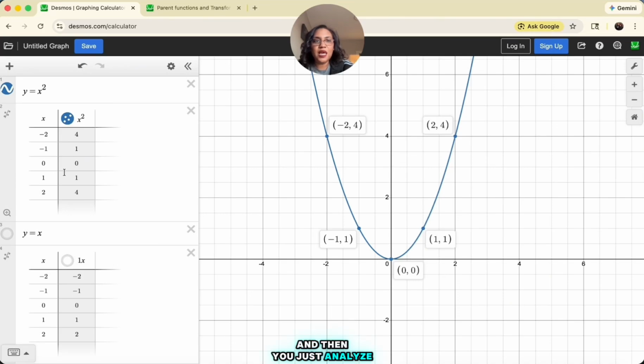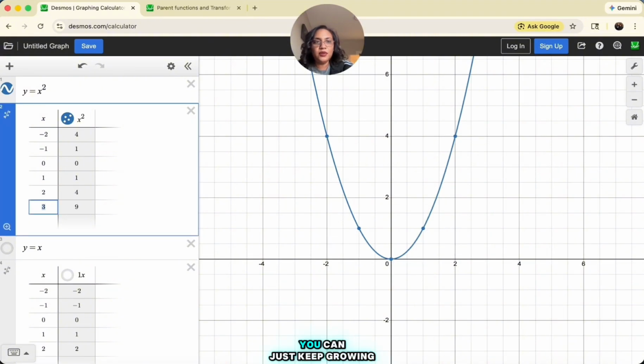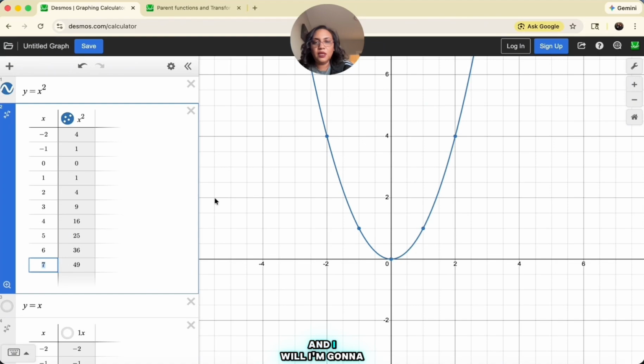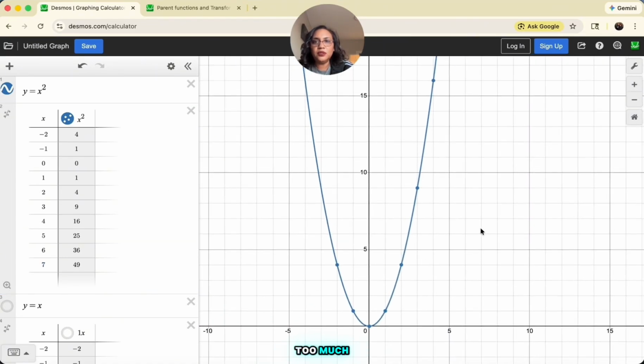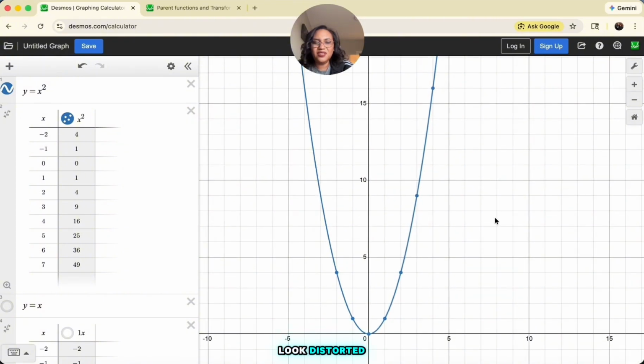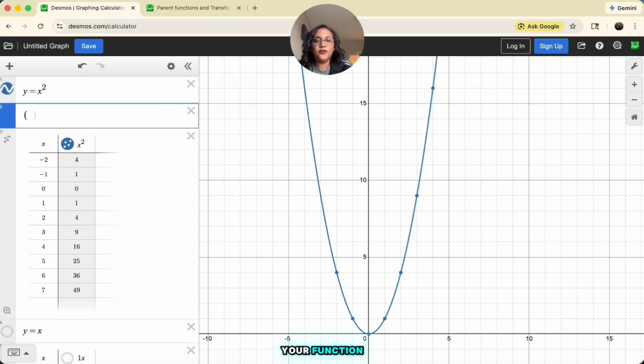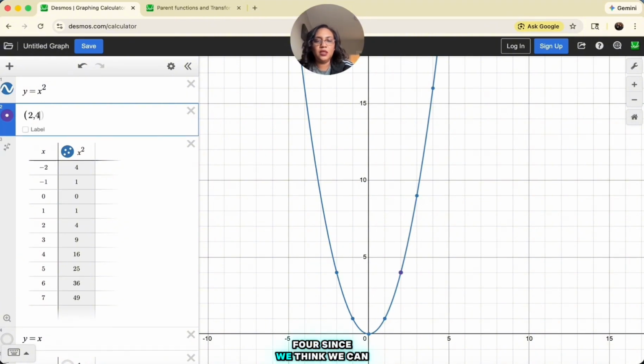And then you just analyze what's going on here, right? So when I plug a number in for x, I square it and I get the output, all right? Also, remember, you can just keep growing, and I'm going to minimize so you can see. I don't like to minimize too much because when it starts to look distorted, then it doesn't make sense. Okay, so remember, you can also label your function. You can label your points. Let's do 2, 4, since we can see that. And you just click label. And it even makes it a different color.